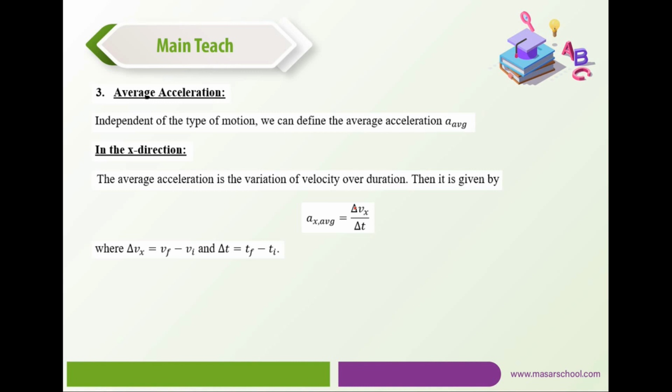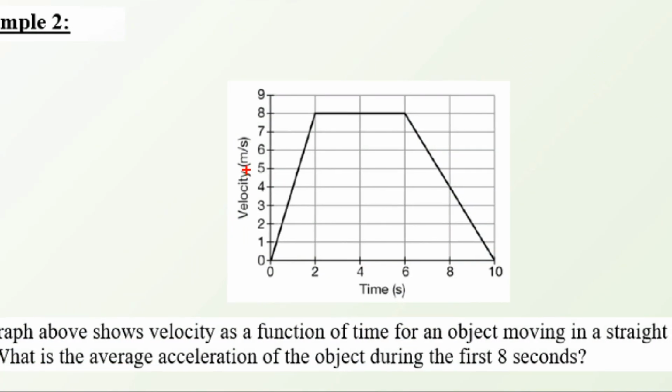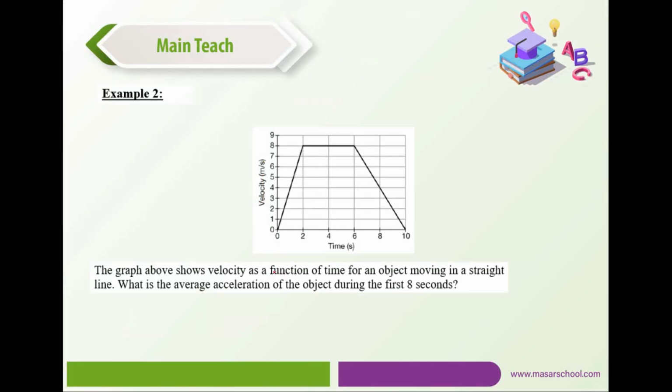Then delta v would be v final minus v initial, and delta t would be t final minus t initial, and all SI quantities hold true, and we can generalize this definition in the y direction. In example 2, we have a vt graph.